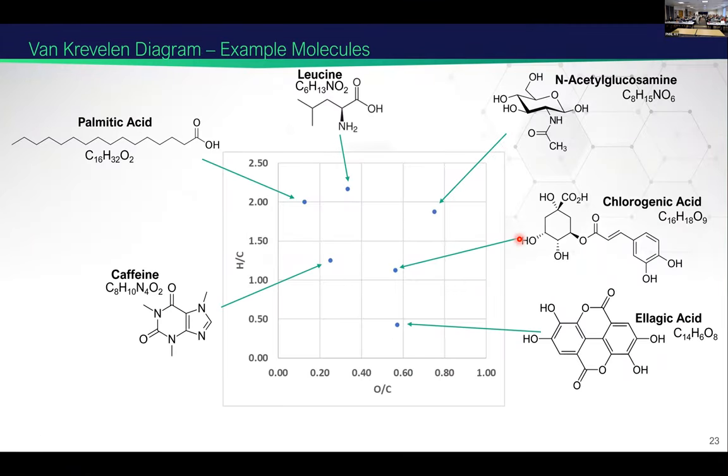As a final look at the Van Krevelen diagram before we move on, I have six example molecules, which hopefully you're all familiar with reading as chemical structures, but this is really to give you an idea of where a molecule might fall here. You've got something like palmitic acid, a lipid, in the top left corner. You've got N-acetylglucosamine, in the top right corner, where our carbohydrates tend to be. You've got ellagic acid, which is two gallic acids stuck together. It's obviously condensed and aromatic, so it's falling somewhere low, somewhere in the middle. Caffeine is over here. So you can figure out where you think molecules might be.